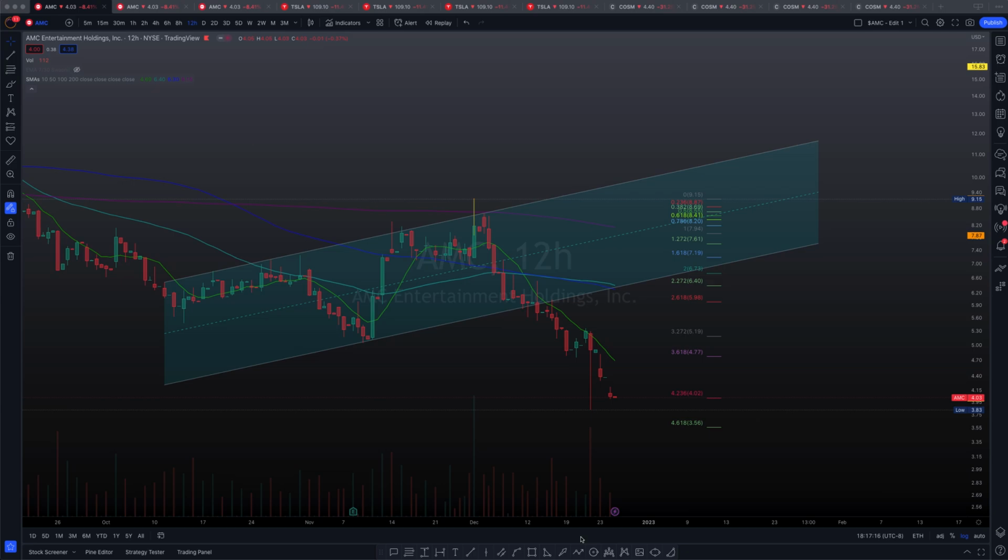AMC continuing on our projected path to the downside from our last thread of analysis. Let's go ahead and find out exactly what can happen for the next sessions.